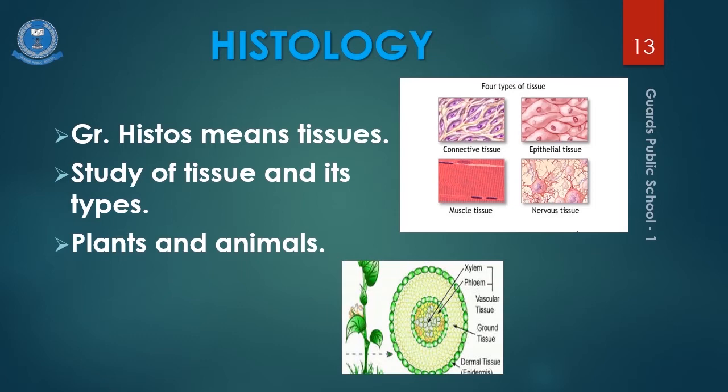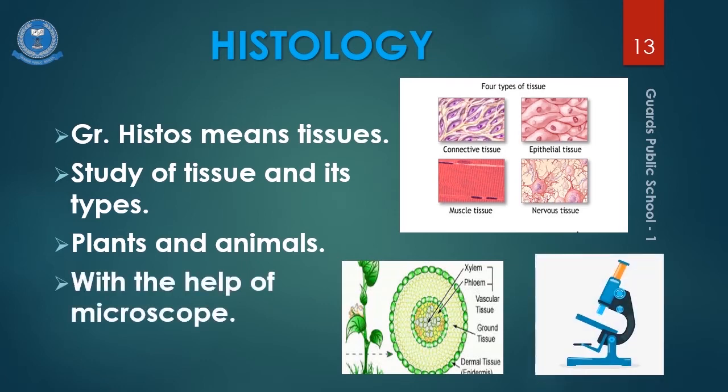For example, eye tissue, liver tissues. This subject involves all aspects of tissue biology with the focus on how cells' structure and arrangement optimize functions specific to each organ. As tissues are also very small in size, we need a microscope to study tissues.